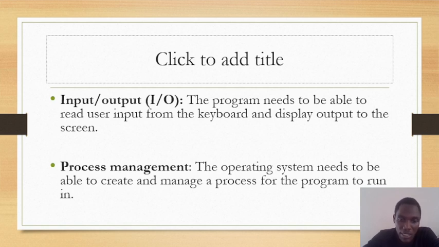Then process management. The operating system needs to be able to create and manage a process for the program to run. Remember, a process is a program that is running. So that means even this program has to run in the operating system. The program has to be given access to process management so that it can run in the operating system.